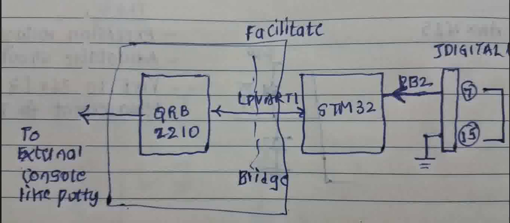On the Arduino Uno Q, we have an STM32, which is actually on the board. The PB2 pin is routed to pin number 7 of J digital. This is the Arduino Uno compatible connector. We just have a jumper plugged in here on the connector, and then a ground connection. So we will be switching between the ground and open.